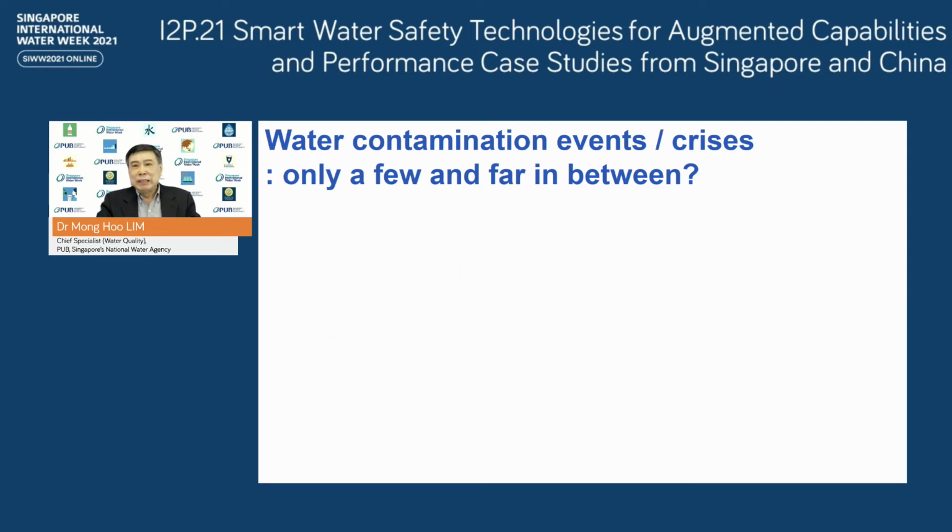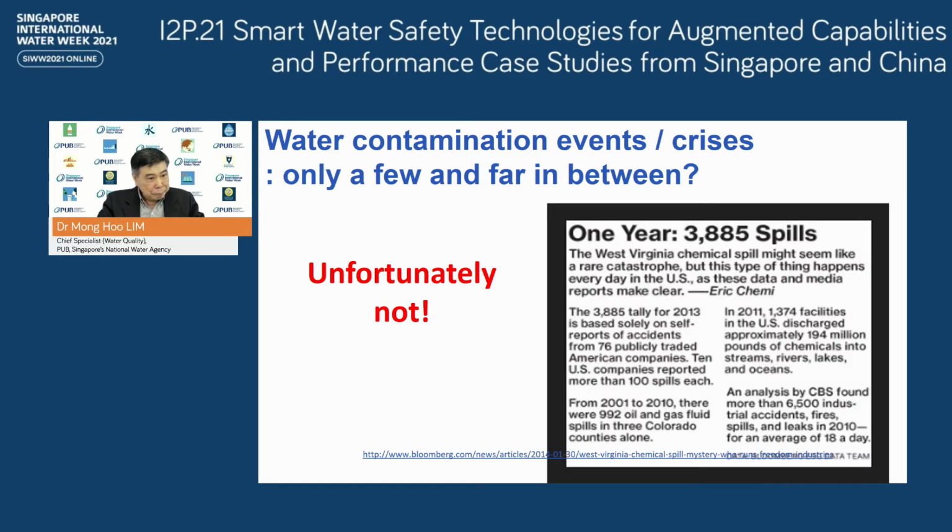So looking at all these incidents, we may ask, are water contamination events only a few and far between? But the answer is no. Media reports and data show that there are more than 3,000 recorded cases of spills in a year in the US, and this number is for reported cases. So we can expect that the actual total number is much more than this.